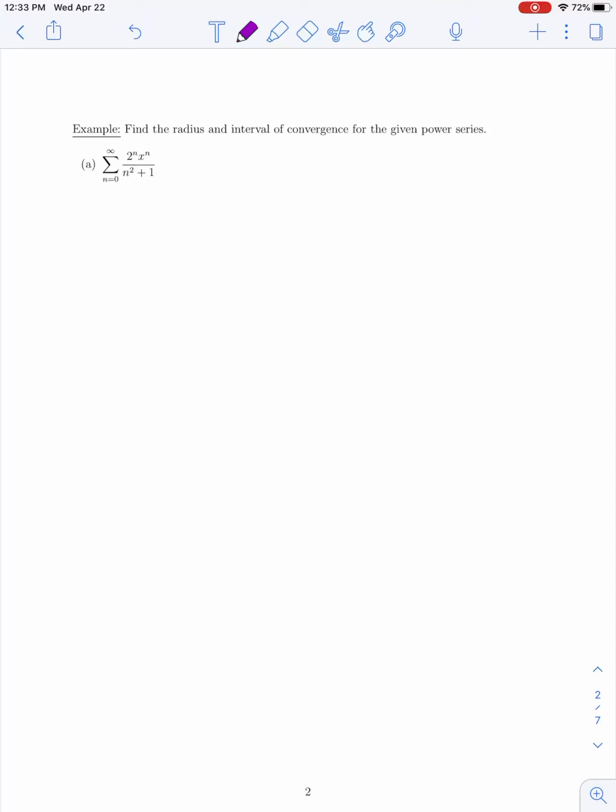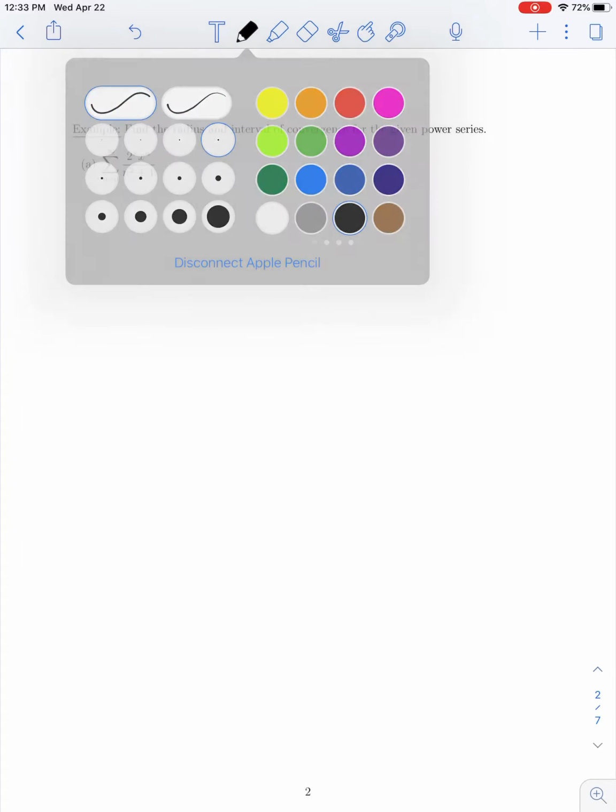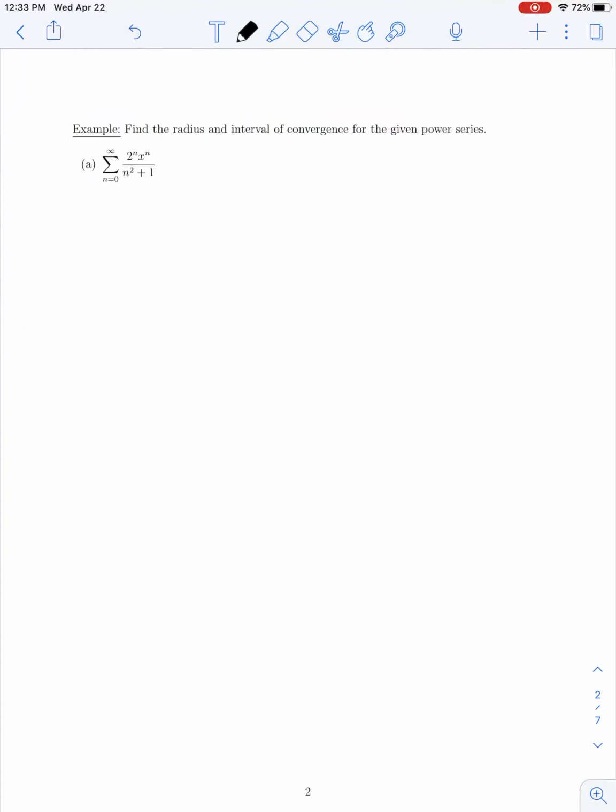In our first example, we are asked for the radius and interval of convergence for this power series. And just to review a little bit of the terminology that we were introducing in this section, I could think about writing this in the form 2 to the n over n squared plus 1, and then my x to the n I can think of as x minus 0 to the nth power. So if we rewrite it in this form, this power series is centered at x equal 0.